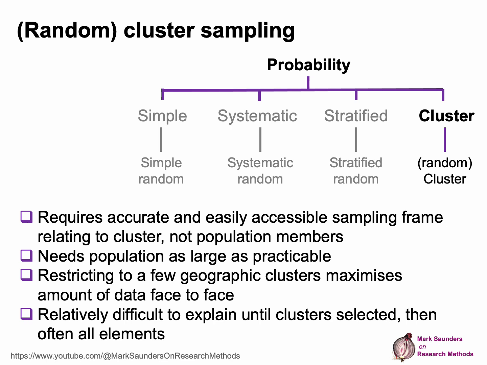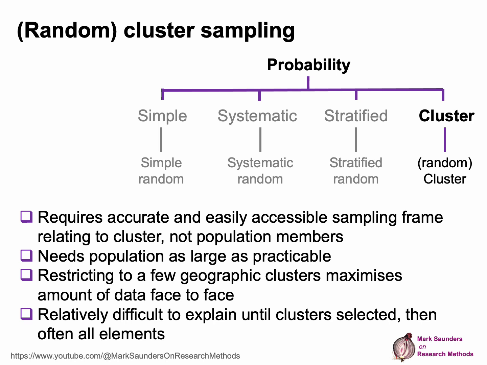Random cluster sampling, or as it's more commonly referred to, cluster sampling, is the final of the 4 types of probability sampling we're looking at. And random cluster sampling requires an accurate and easily accessible sampling frame, just like the other ones. However, in this case, our sampling frame relates to clusters, not population members. So our population may be small business startups, but our clusters we could choose to look at these through would be incubator startups. So incubator centres where small businesses can start up.